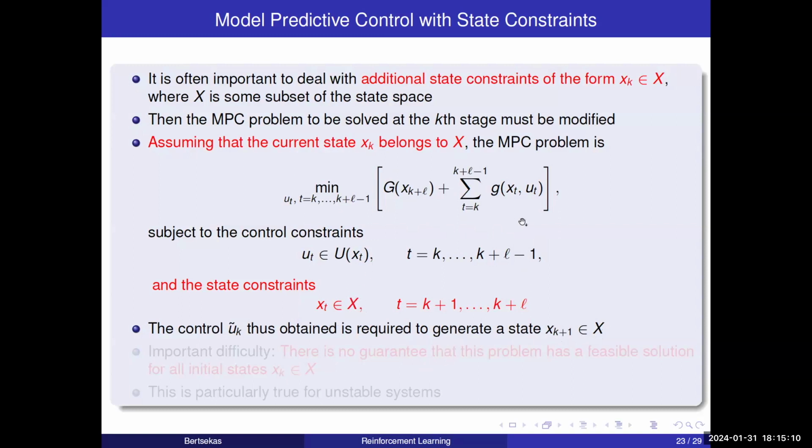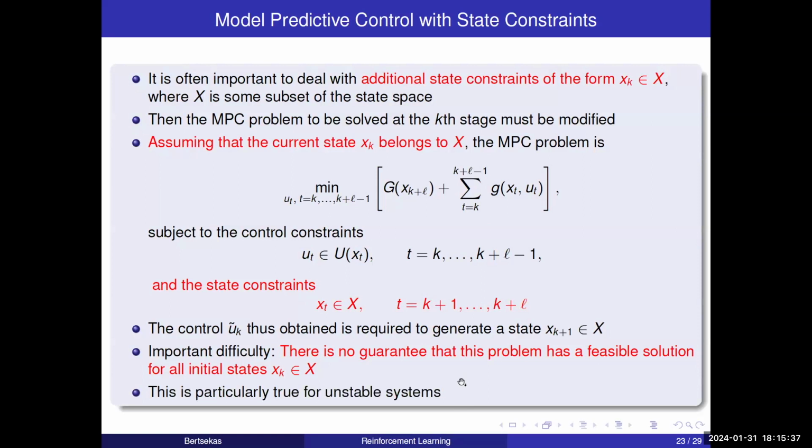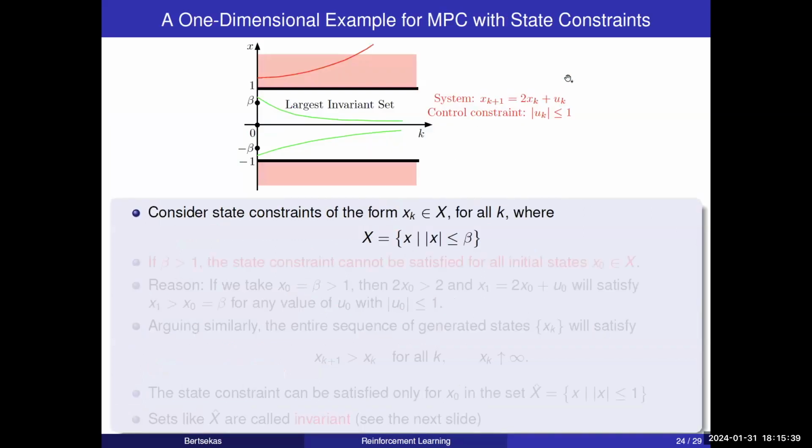But this is not so easy. It's actually a subtle question, because there is no guarantee that this problem has a feasible solution. In other words, there's no guarantee that there are no bad states within X from which we cannot keep the state of the system within X. So this state constraint has to be carefully designed so that we can satisfy it through MPC. This leads to the concept of invariant sets, which is important in MPC.